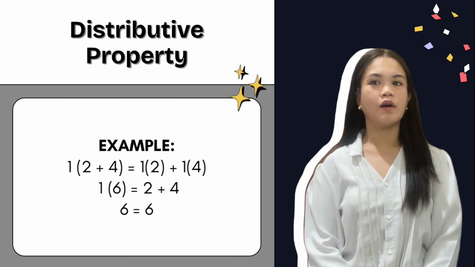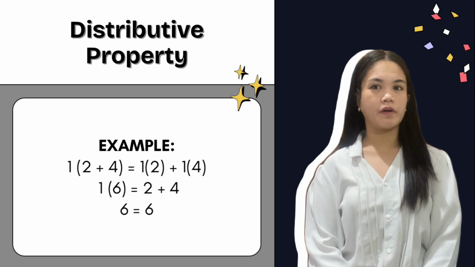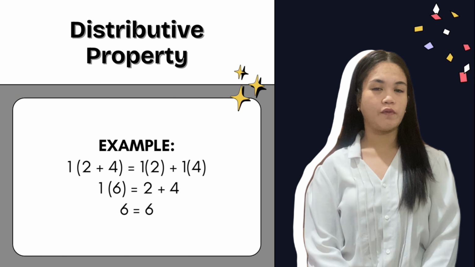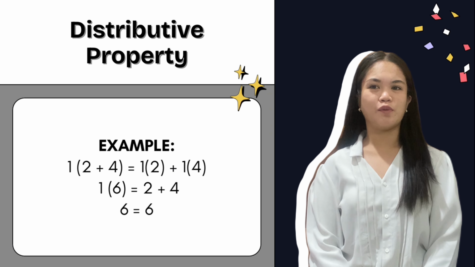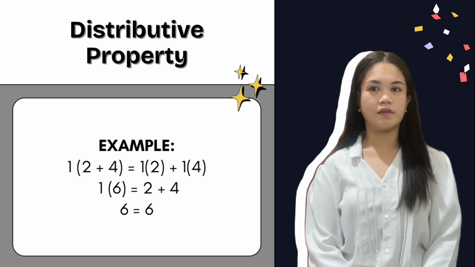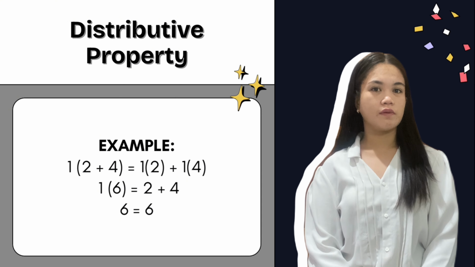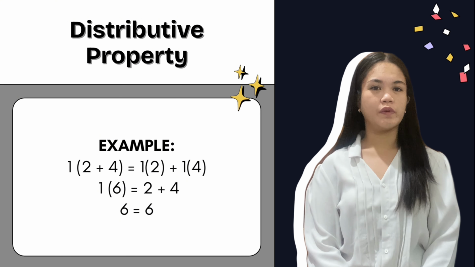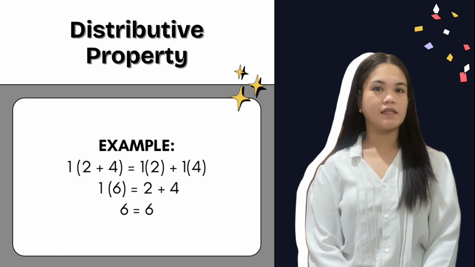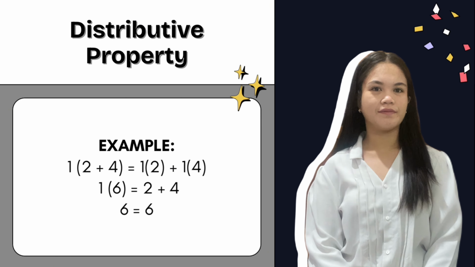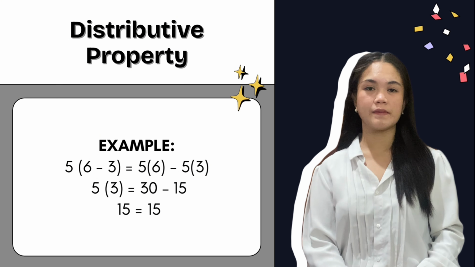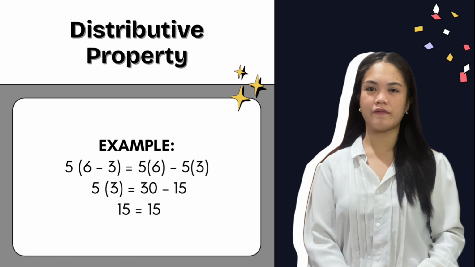For example, 1 times the quantity of 2 plus 4 is equal to 1 times 2 plus 1 times 4. You just have to distribute 1 to each term in the expression. So 1 times the quantity of 2 plus 4 is equal to 6 is equal to 1 times 2, which is 2, plus 1 times 4, which is 4. Since 1 times 6 is equal to 6, and 2 plus 4 is also equal to 6, then both expressions are equal.